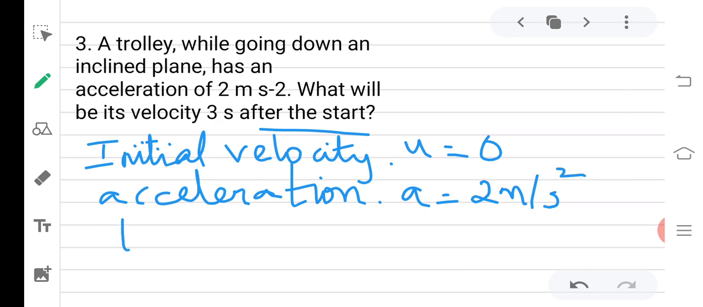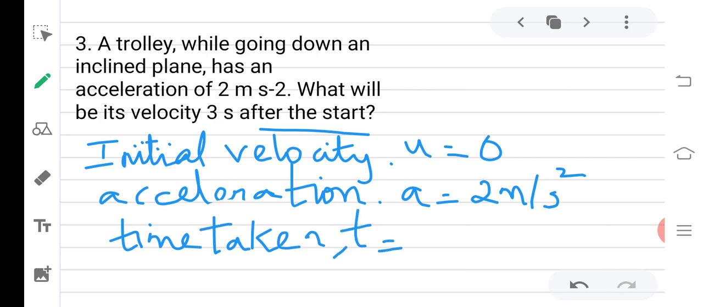Then the time taken is given. Time taken is t is equal to 3 seconds. And you have to find out the final velocity.